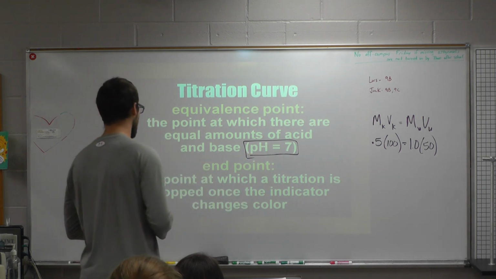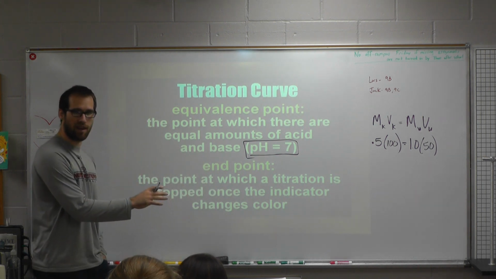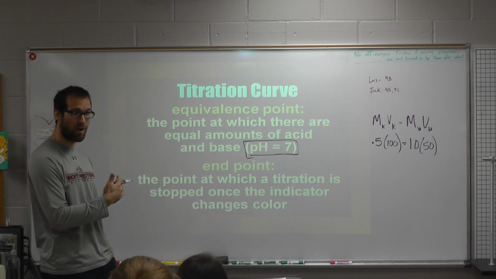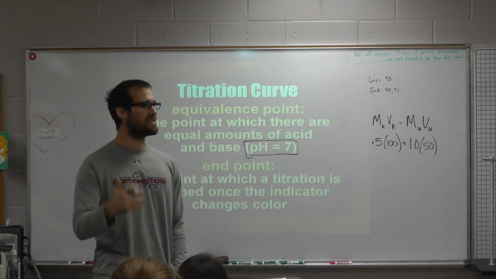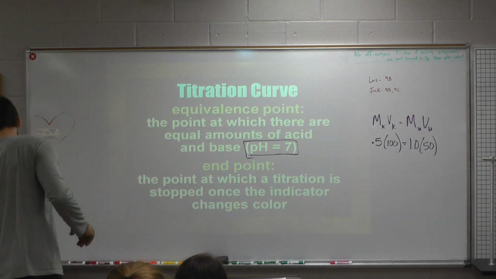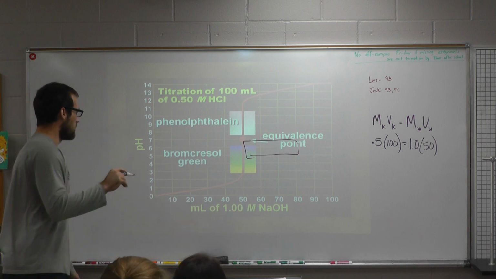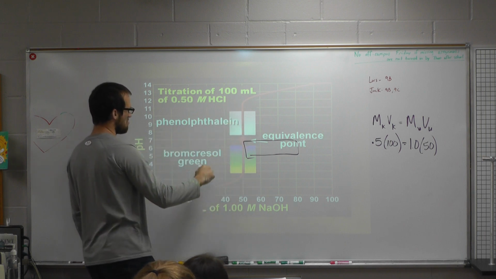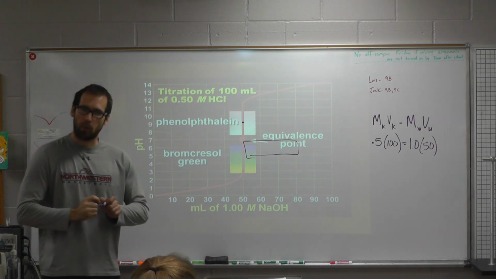The end point is specifically talking about when you have an indicator in your solution. Remember, an indicator changes colors at a certain pH depending upon what kind of indicator you're using. When that color change happens, we say that's the end point of the indicator. So don't get equivalence point and end point messed up. Where do we see a color change here? A little over 9, right? That would be the end point for that indicator.